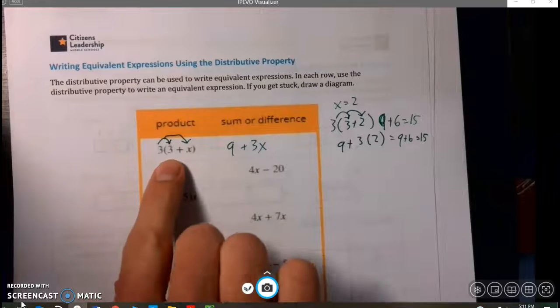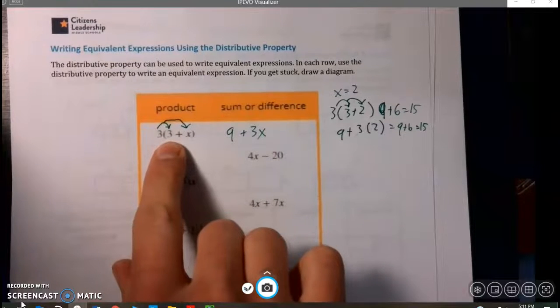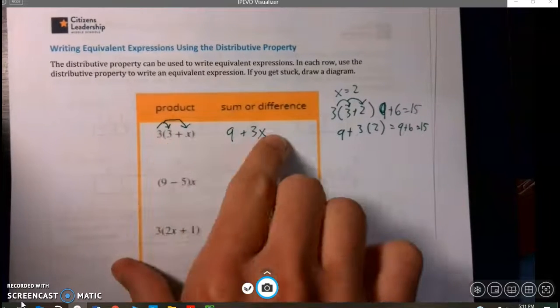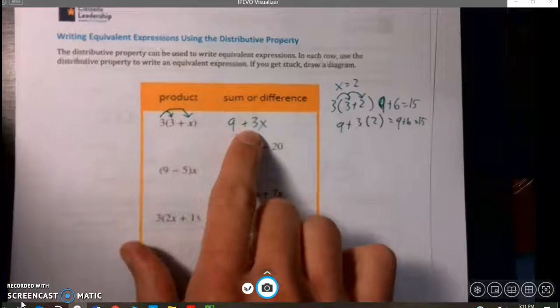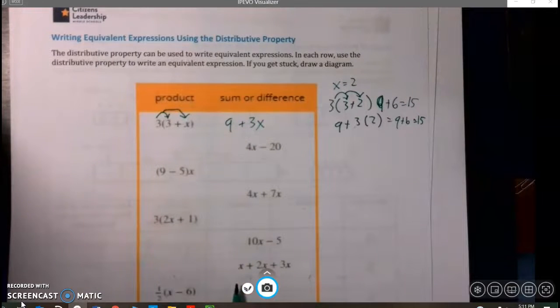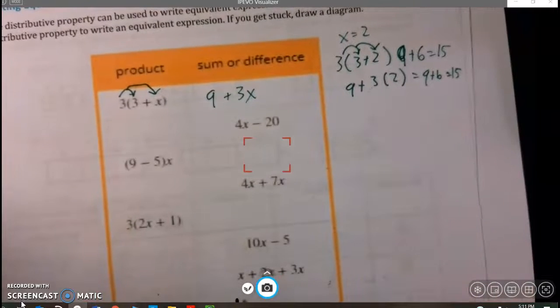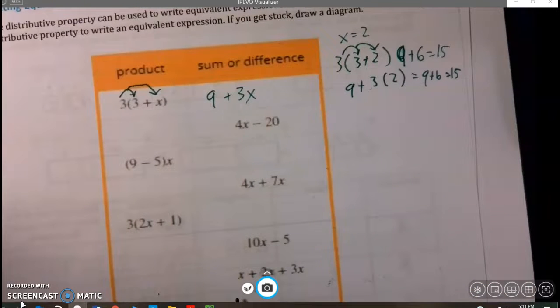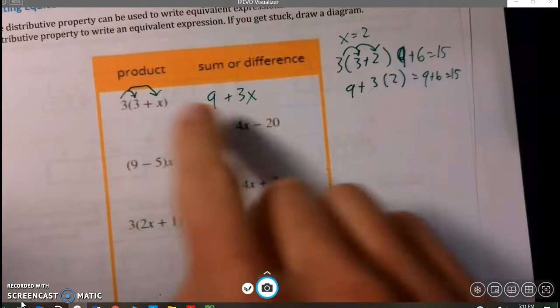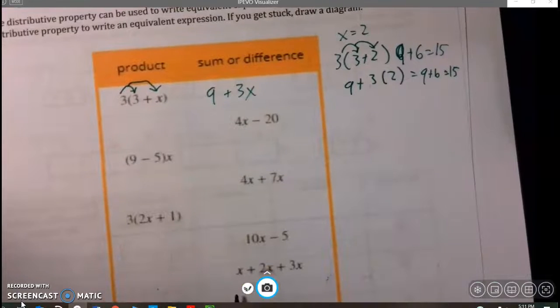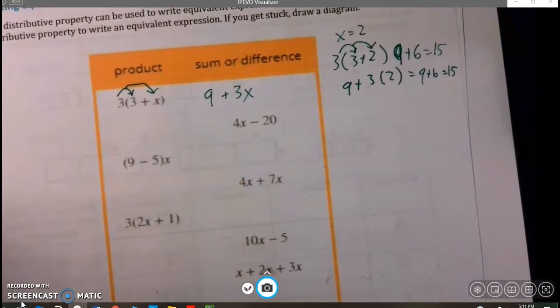So once again, distributive property means multiplying by every number on the inside of the parentheses, and we get this new expression. Now, the second row, though, is going backwards. So we need to turn this into a problem with parentheses. The way we do that is through the process of factoring.